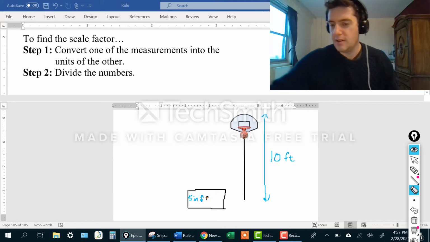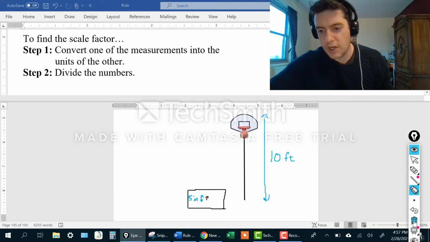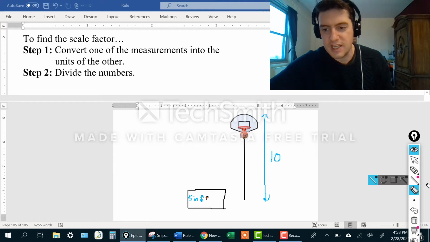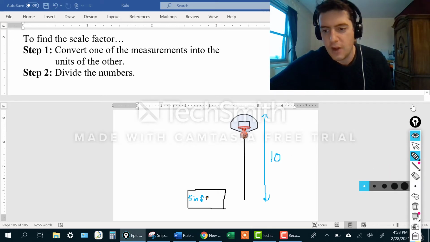And don't do that. A lot of students will just try to do something sneaky and they'll just erase it and then write inches there. Obviously, that's wrong. You're not going to do that. So we want to know 10 feet is how many inches?